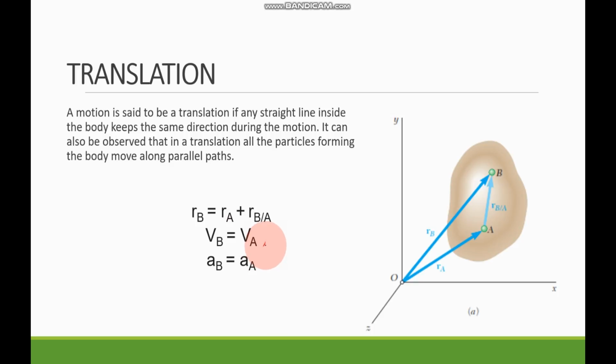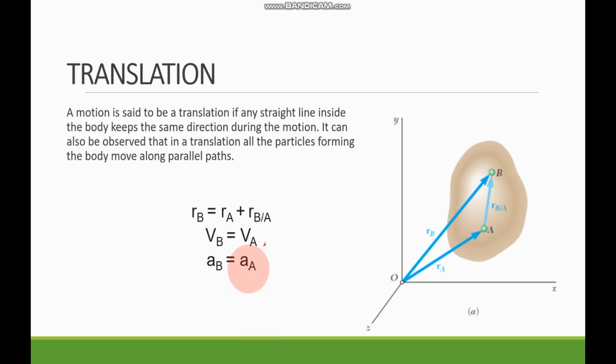As the formula is showing here, when a rigid body is in translation, all the points of the body have the same velocity and the same acceleration at a given instant. For curvilinear translation, the velocity and acceleration change in direction as well as in magnitude. And for rectilinear translation, all the particles of the body move along parallel straight lines, and their velocity and acceleration keep the same direction during the entire motion.